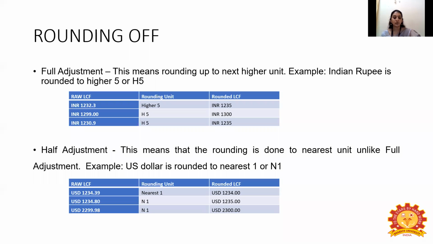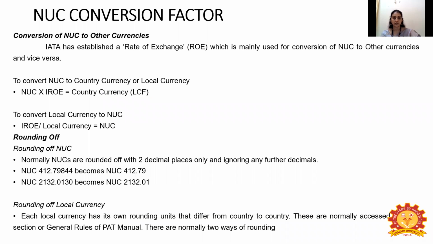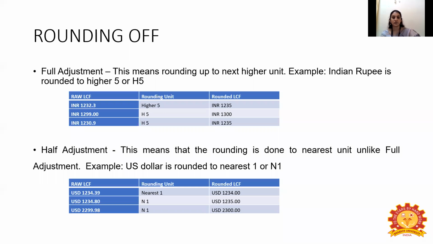So in USA, 1234.80 becomes 1235 and 2299.98 becomes 2300. This is similar to what we have done in our school education. This is rounding off. So in NUC conversion, we saw we are converting the NUC value into the local currency by multiplying with the rate of exchange. And vice versa, to convert local currency to NUC, we are dividing. And rounding off, as I told you, changes according to the country. So we saw the 2 examples. This comes under the currency regulations.